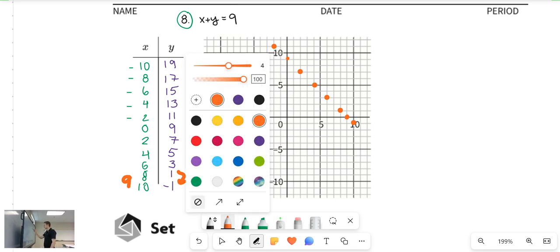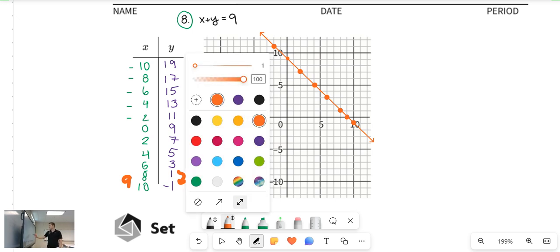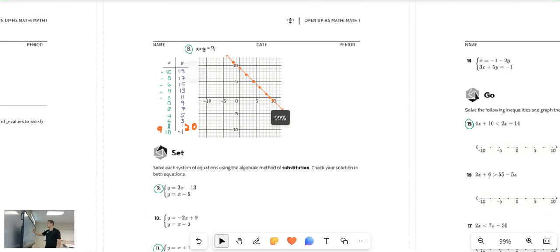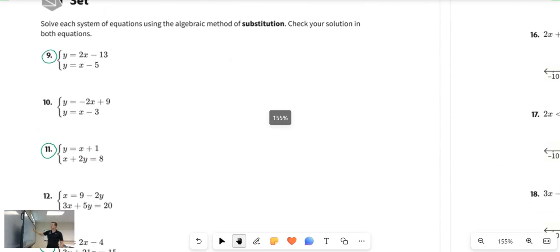So now we will connect these all with a bit of a thinner line. All right, and let's see. Looks to be about something like that. All right, so there is our line that does satisfy everything that we needed from this specific problem, I believe, right? The instructions were just to fill in the table and then graph. So we have done that. We have filled in the table and we have graphed. So on to the next section, the set.